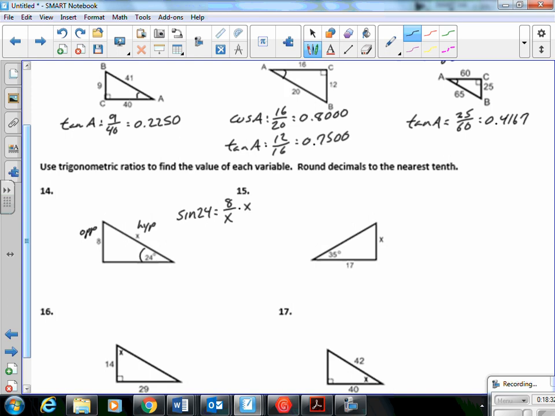Now we multiply both sides by the x. We have x times the sine of 24 equals 8. Divide by the sine of 24. So 8 divided by the sine of 24 is 19 point, rounds it to 1 decimal place, to the tenths, so it's 19.7.